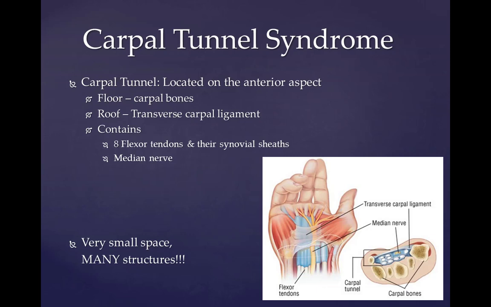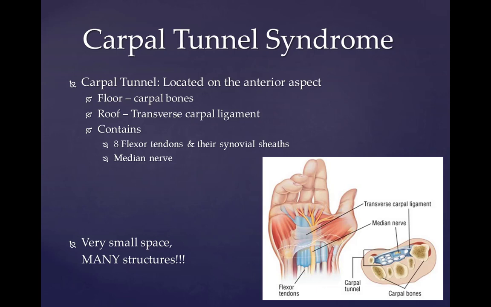The carpal tunnel is located on the anterior aspect of the wrist. It is composed of a floor, the carpal bones, and the roof, which is the transverse carpal ligament. It contains 8 flexor tendons and their synovial sheaths, as well as the median nerve. There are a lot of structures in a very, very small space.